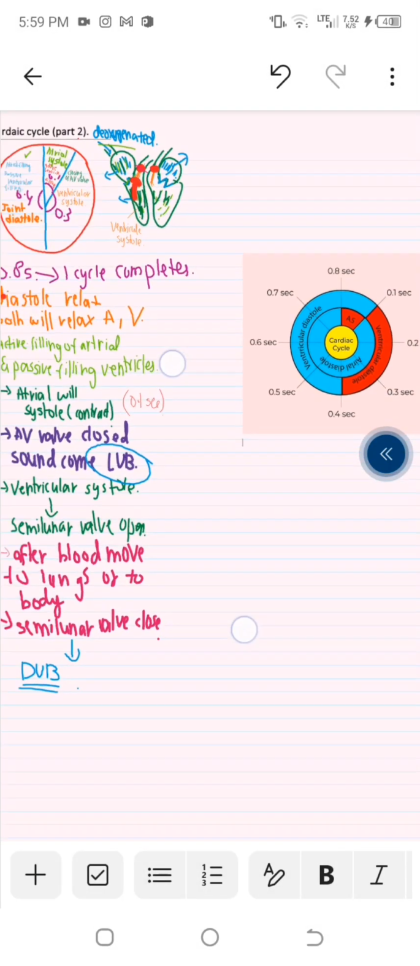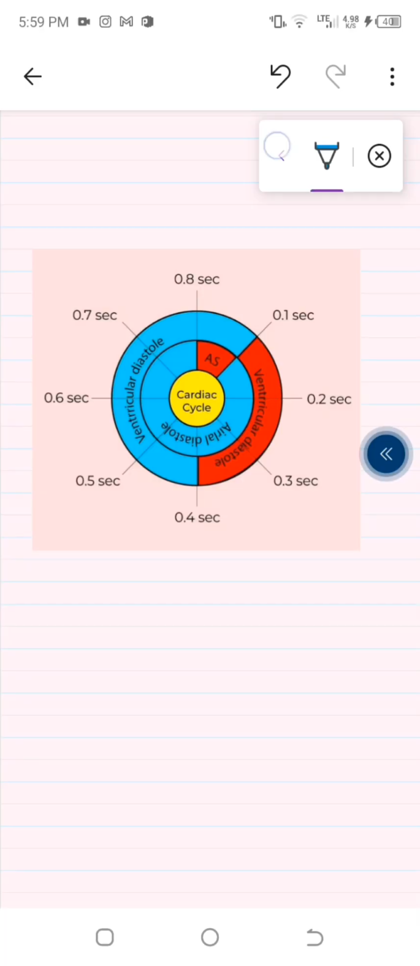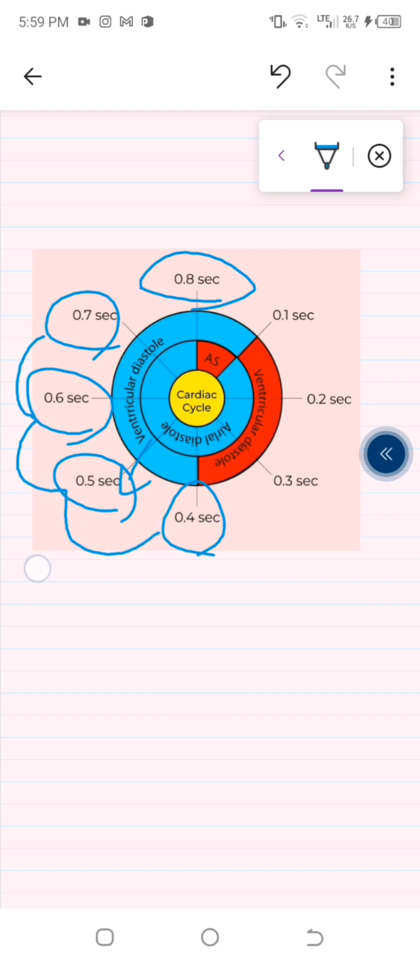Fine. So here you can see the diagram easily. Here you can see in this diagram what is happening. First of all, ventricular diastole will take place at 0.5 seconds, then 0.6 second ventricular diastole, 0.7 second ventricular diastole. Then at 0.8 second there is 0.4 at which again the ventricular diastole will take place. So when you combine these points, in total we have 0.4 seconds where the ventricular and atrial diastole take place.